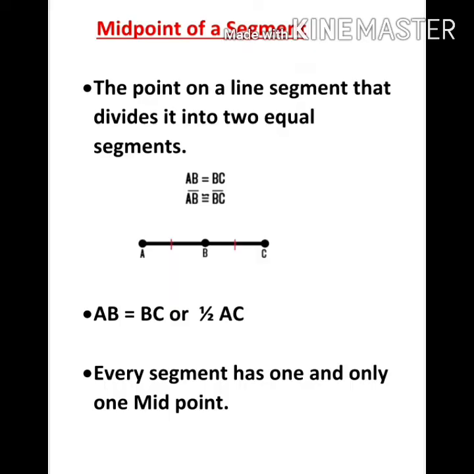Now the next concept is the midpoint of a segment. The point on a line segment that divides it into two equal segments is called the midpoint of the segment. Here point B divides the segment AC into two equal parts, AB equal to BC, or we can say it is half of AC. Every segment has one and only one midpoint.